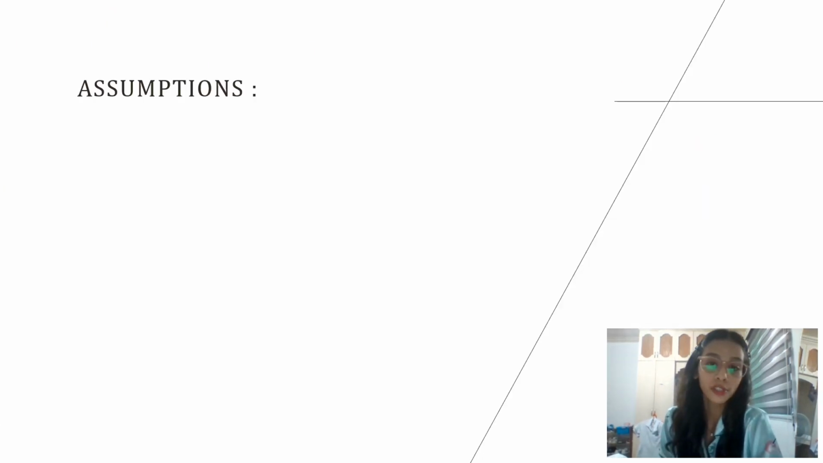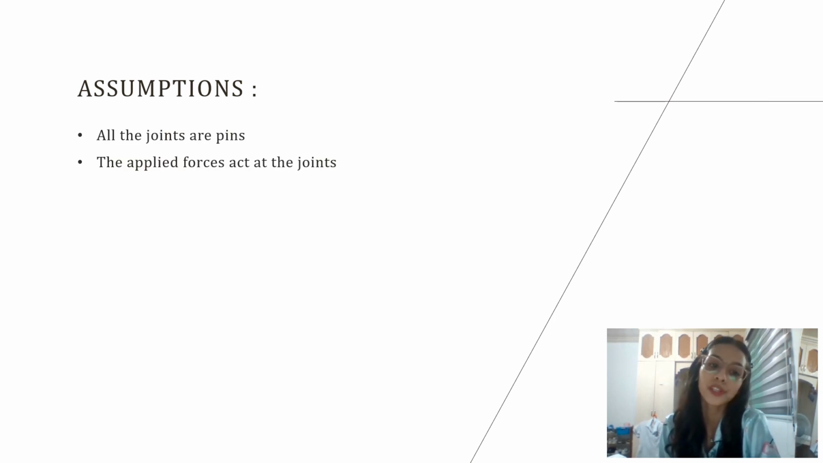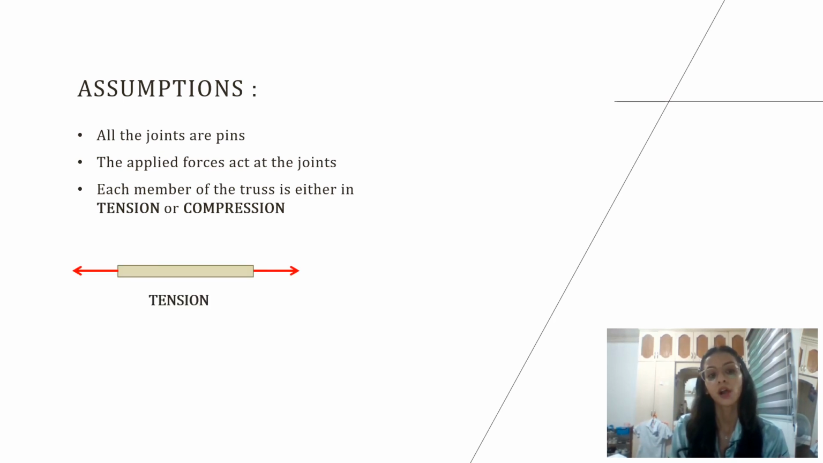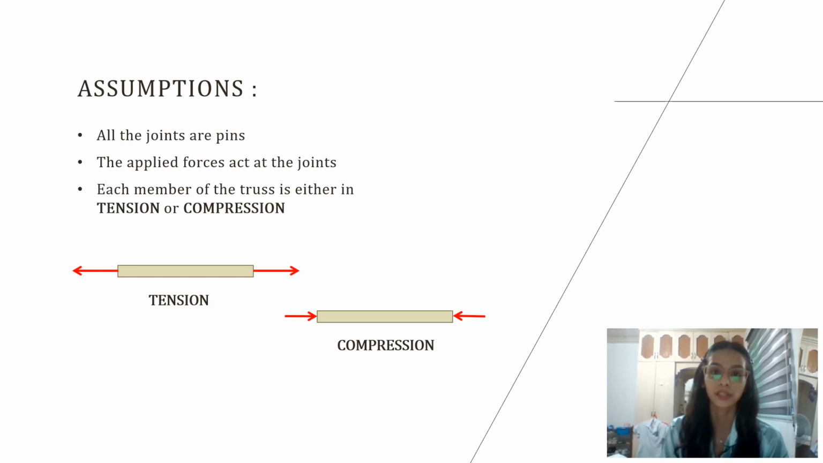The assumptions in truss analysis are: all the joints are pins, the applied forces act at the joints, and lastly, each member of the truss is either in tension or compression. Tension is when you pull the member of the truss, and compression is when you push the member of the truss.